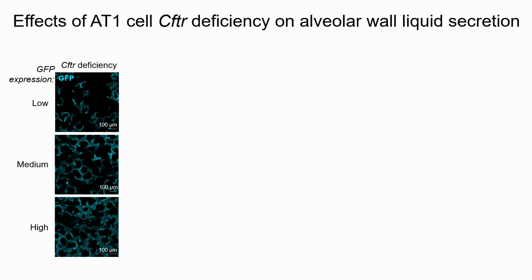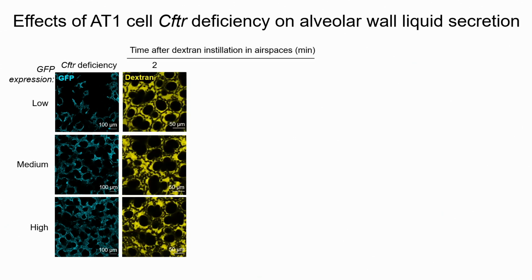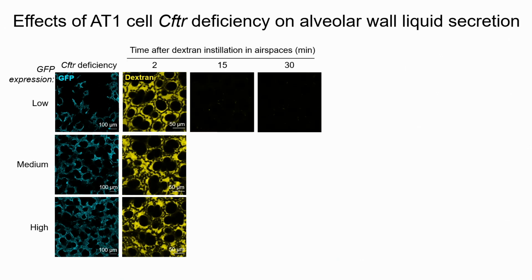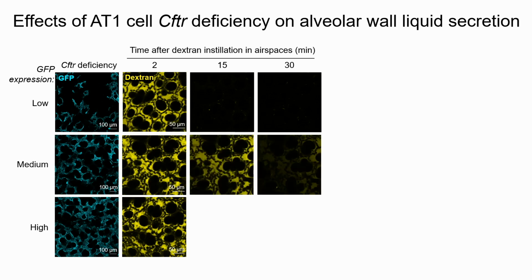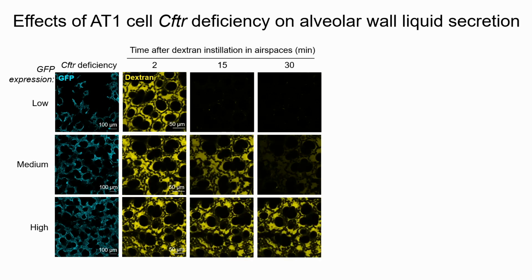So for each of the Cre expression levels, we again looked at dextran fluorescence in the alveolar air spaces. In areas with low levels of Cre expression, we again see rapid loss after 30 minutes, whereas in areas with medium or high levels of Cre expression, we see that the dextran fluorescence loss becomes more gradual, suggesting that the level of CFTR deficiency relates to loss of dextran over time.